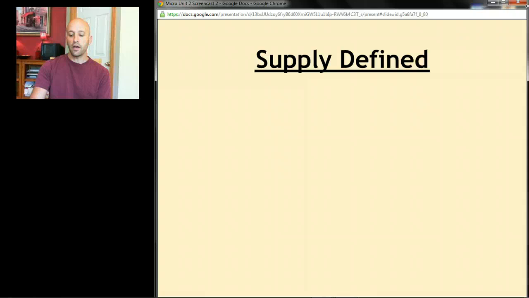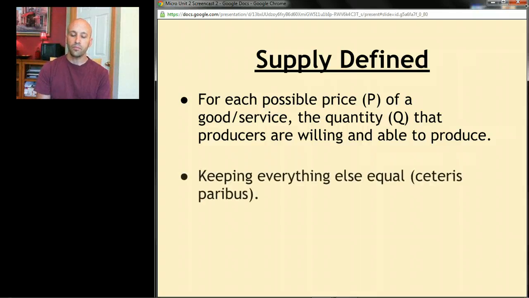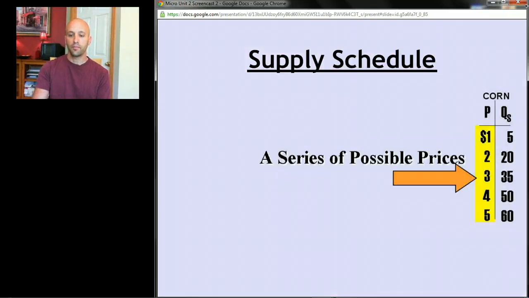So to define supply, we're going to start off with this definition. For each possible price of a good or service, the quantity that producers would be willing and able to produce of that good or service. So it looks very similar to the definition of demand, but this one's about producers and what they'd be willing to produce or supply. Again, ceteris paribus, keeping everything else equal.